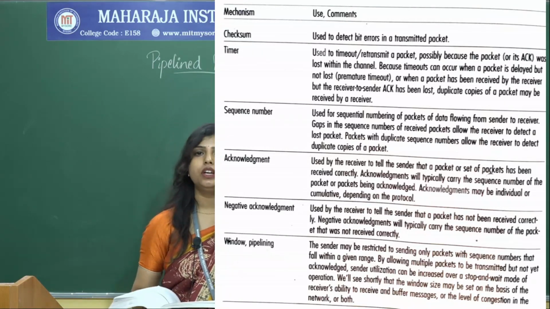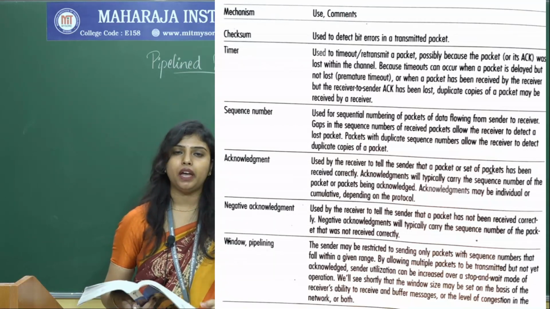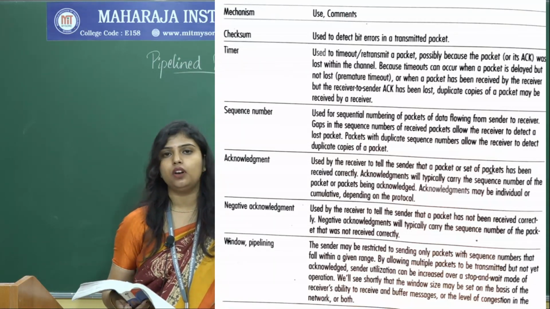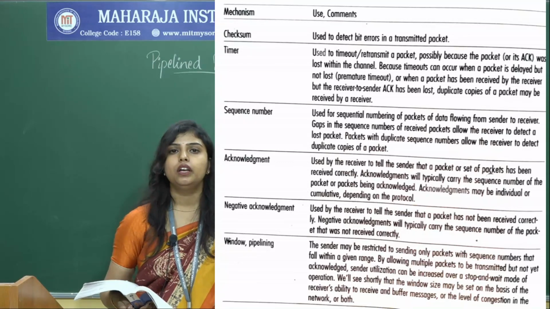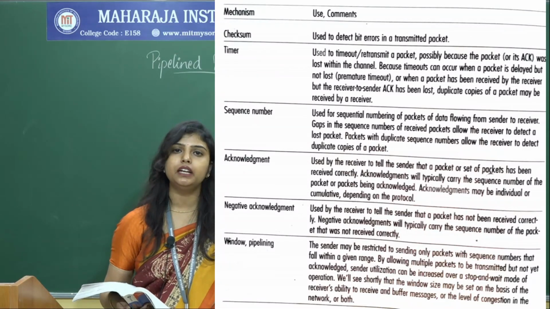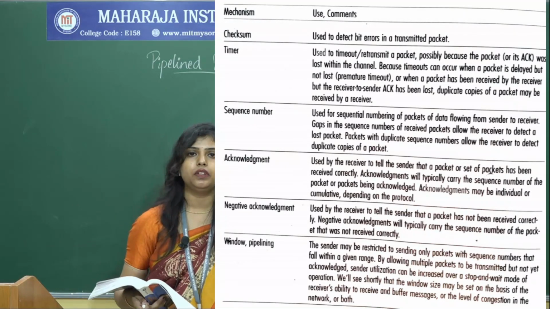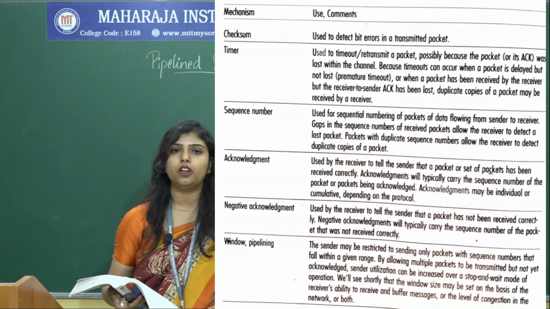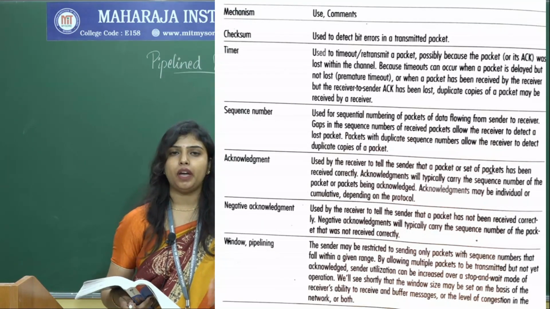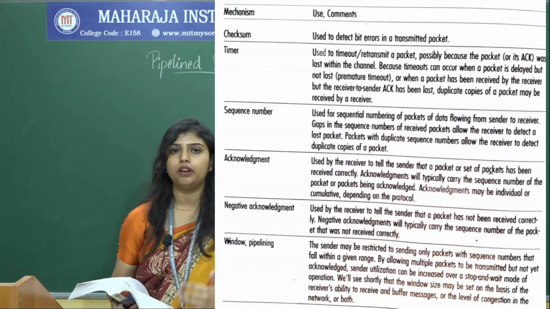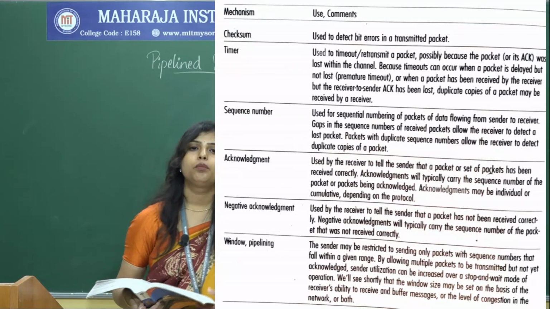Next mechanism is negative acknowledgement. If the packet is corrupted or lost in the network, what will the receiver send? It will send a negative acknowledgement. When the sender receives the negative acknowledgement, it will think that the packet was not correctly received by the receiver, and we have to retransmit the packet.